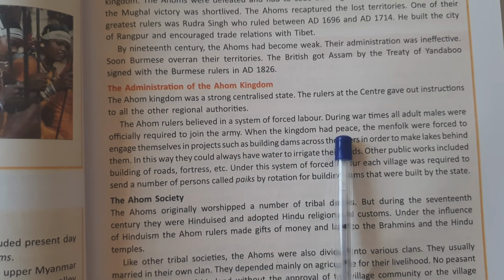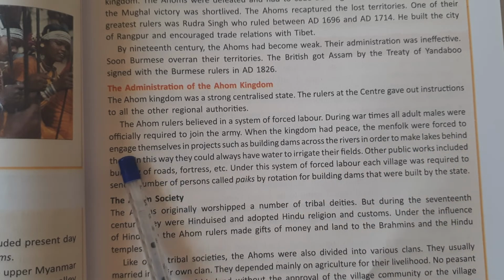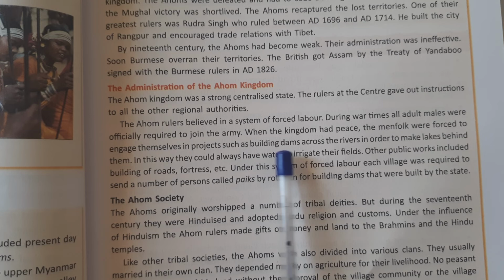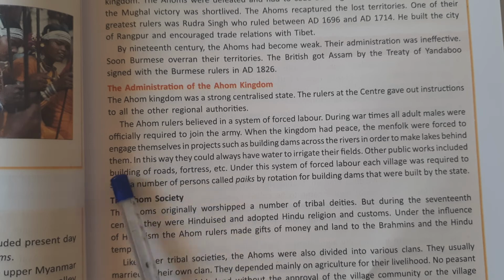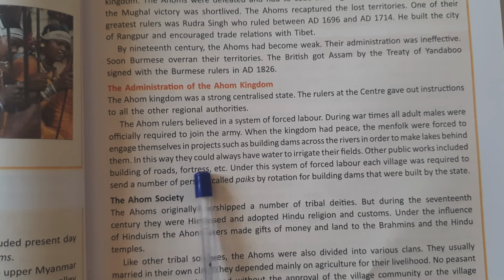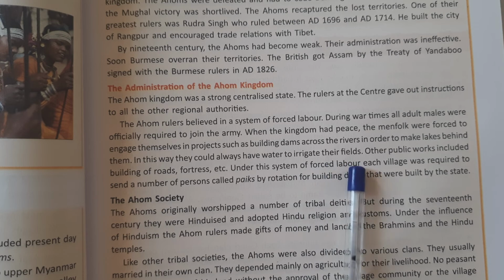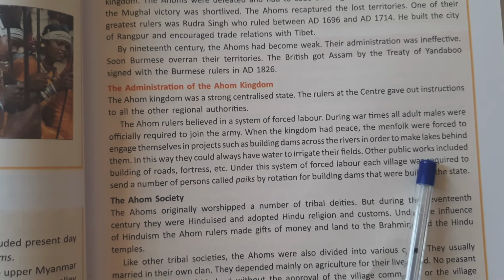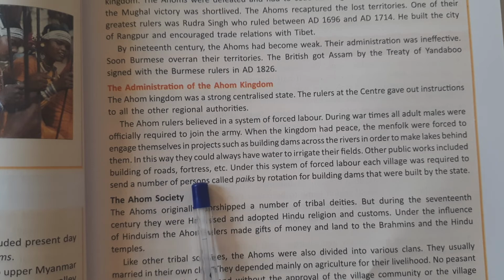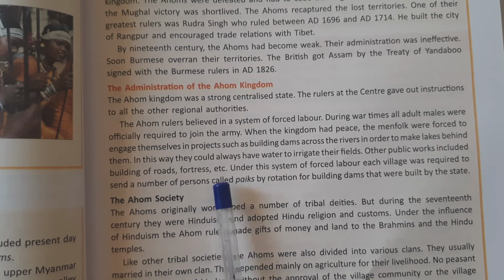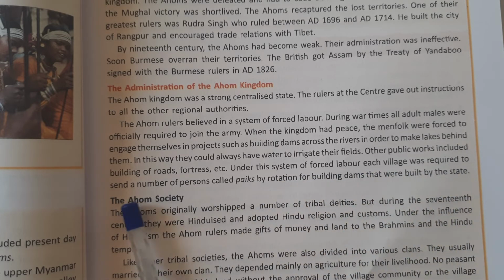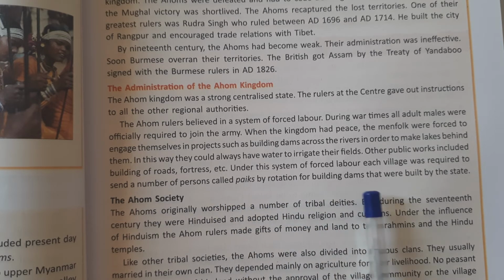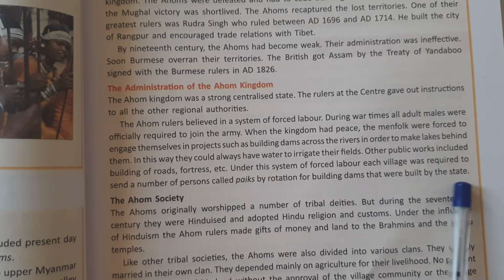When the kingdom had peace, the menfolk were forced to engage themselves in projects such as building dams across the rivers in order to make lakes behind them. In this way, they could always have water to irrigate their fields. Other public works included building of roads, fortresses, etc. Under this system of forced labor, each village was required to send a number of persons called paiks by rotation for building dams that were built by the state.